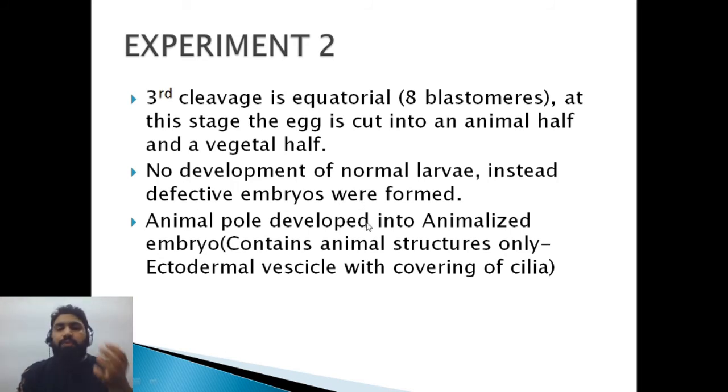And from the animal pole, animalized embryo structures. Animalized embryo structures means what is normally present in the animal portion, what will normally be produced from the upper portion. That means it contains animal structures only. Ectodermal vesicles were there, with a covering of cilia, present only in that embryo, in that larva. So the animal pole was developing into an animalized embryo.